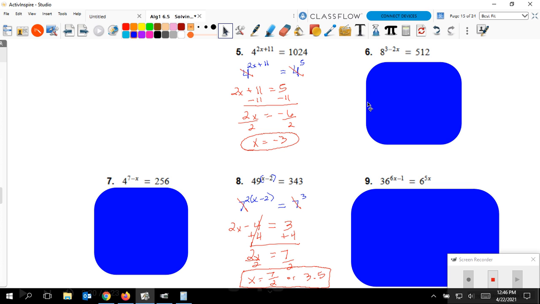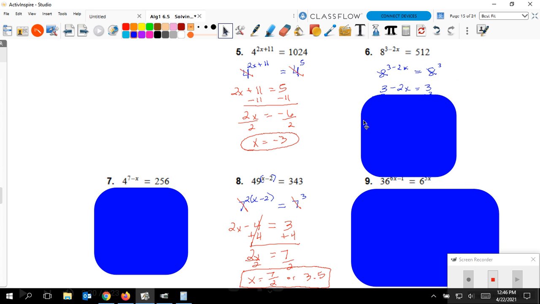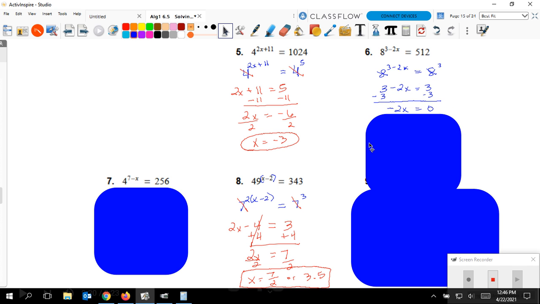So we want to try to change the 512 into a base of 8. Well, we know 8 squared is 64. So we could try 8 to the third power. If you did that on the calculator, 8 to the third power would equal 512. So we got now the same base of 8. We can cross out those bases, and that would leave us now with the 3 minus 2x is equal to 3. And so I would subtract 3 from both sides to bring this 3 over here. It cancels them here. Negative 2x is on the left, and 0 is now on the right because we have 3 minus 3.